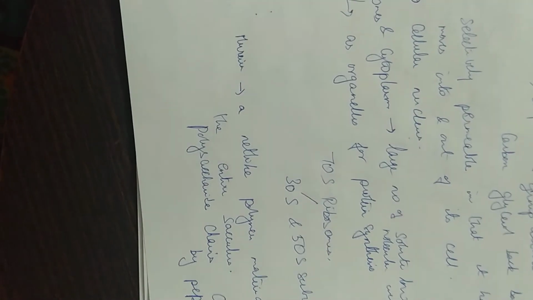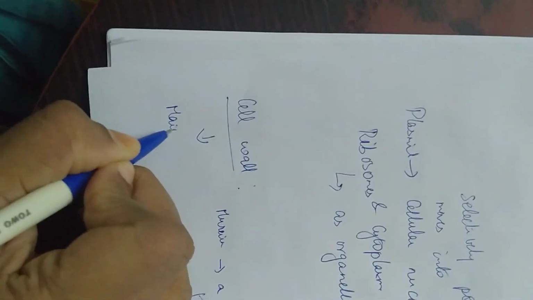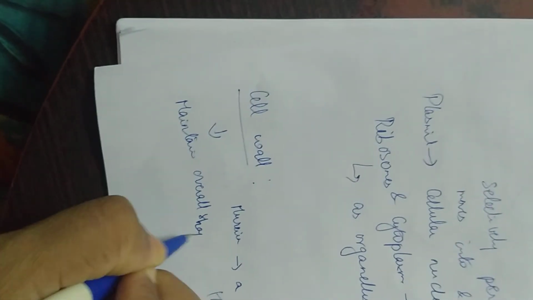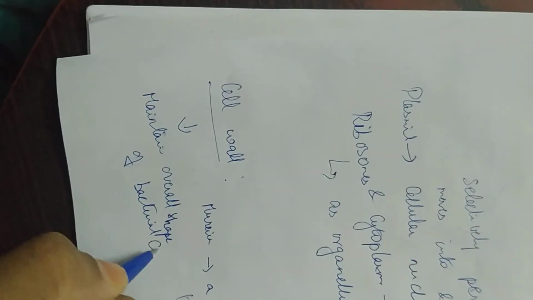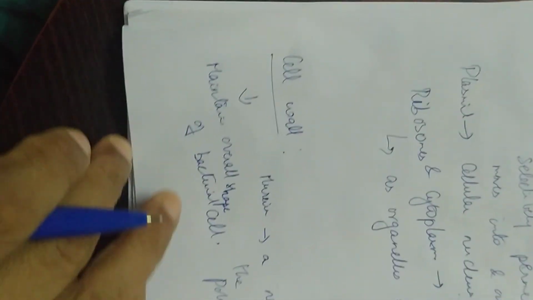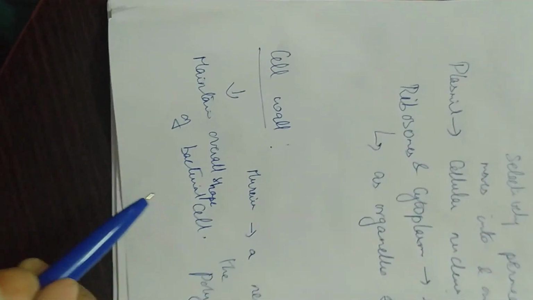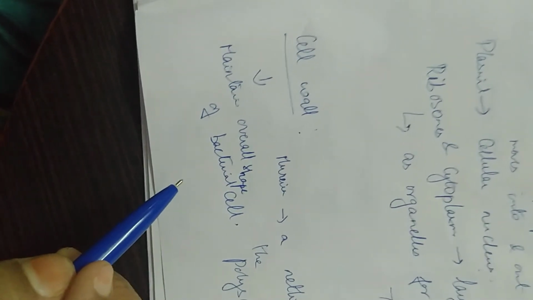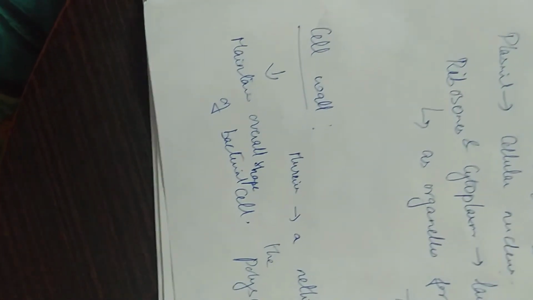And basically we have cell walls. The function of the cell wall is to maintain the overall shape of the bacterial cell, and the cell wall protects the cell protoplast from mechanical damage, and it also protects it from osmotic rupture or lysis. So these are the functions of the cell wall of a bacterium.